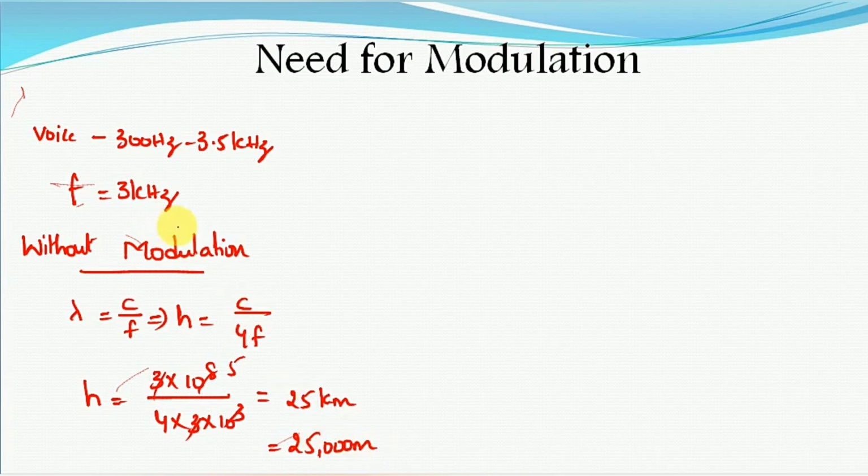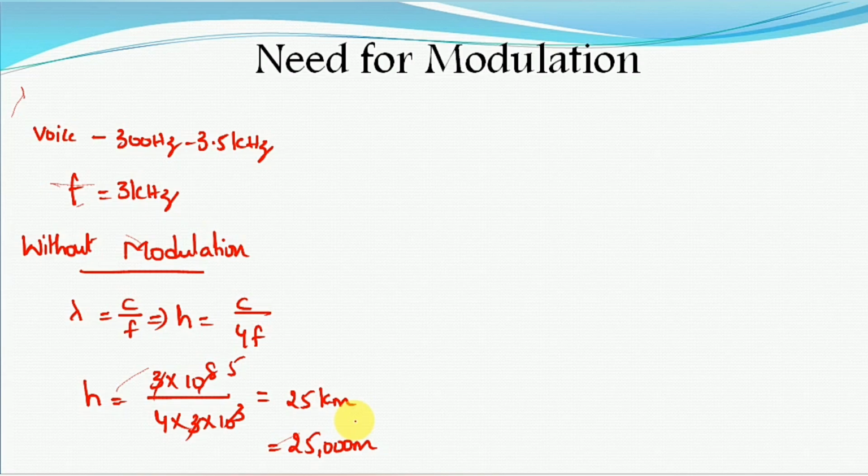So in order to transmit the frequency of 3 kHz, we have to construct an antenna height which is 25,000 meters or 25 kilometers. But that is not possible practically. So the height of an antenna should be reduced. Now what is a method that is used in order to reduce the height of an antenna? That is the use of modulation.